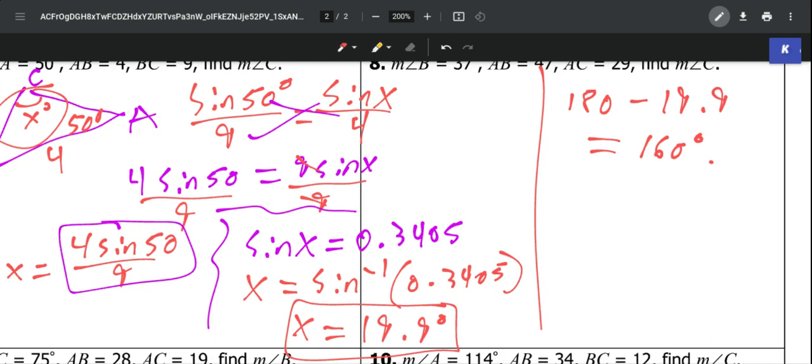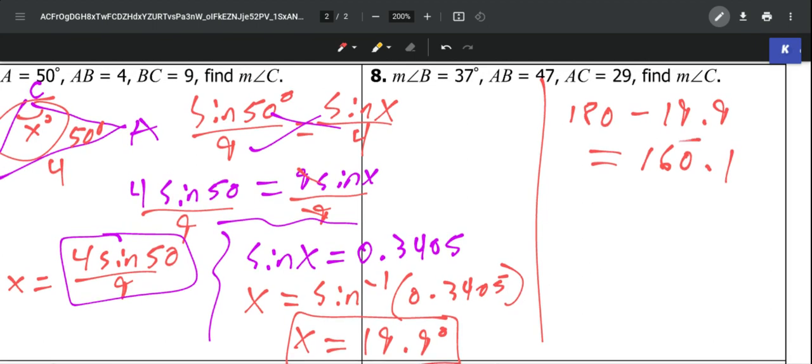Would it be 159.9? Let me make sure. I'm losing my mind right now. All right, 180 minus 19.9. It's 160.1. So 160.1.